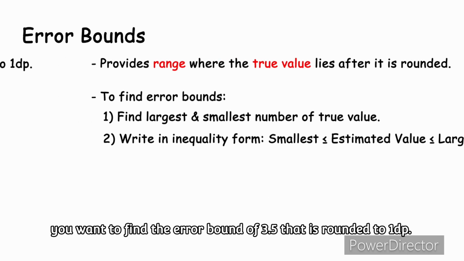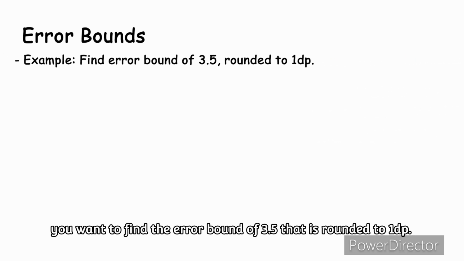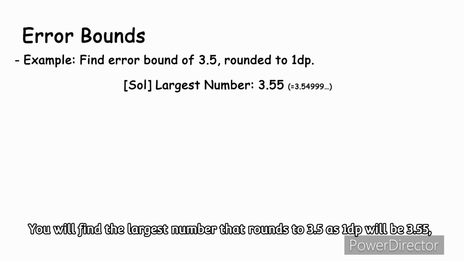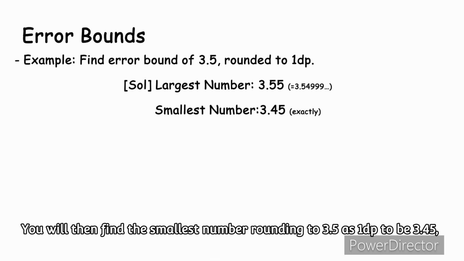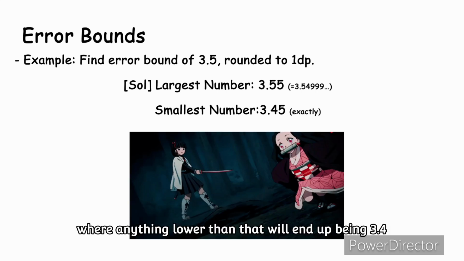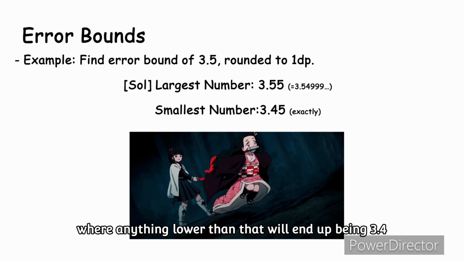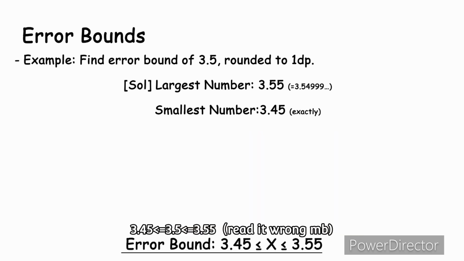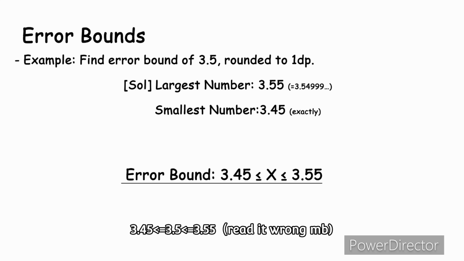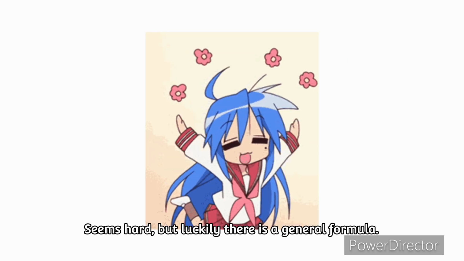For example, you want to find the error bound of 3.5 that is rounded to 1 dp. You will find the largest number that rounds to 3.5 at 1 decimal place is 3.55, as anything more than that will be rounded to 3.6 instead. You would then find the smallest number rounding to 3.5 at 1 dp is 3.45, where anything lower than that will end up being 3.4. Therefore, the error bound for 3.5 to 1 decimal place will be 3.45 ≤ 3.5 ≤ 3.55. Seems hard, but luckily there's a general formula for you.